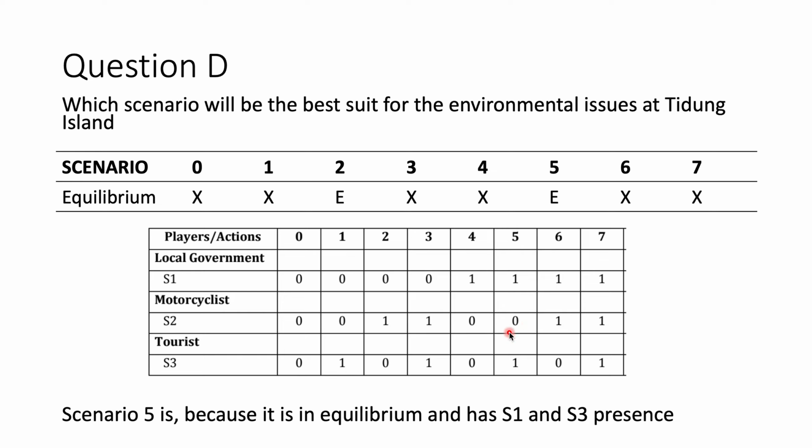So for environmental issues, it's better if we choose scenario 5. So the best scenario is scenario 5, even though scenario 2 is also an equilibrium. So when choosing between the equilibria, which one is the best fit, you also have to consider what our priorities are. So when our priority is the environmental issues, the best one is the strategy in scenario 5.